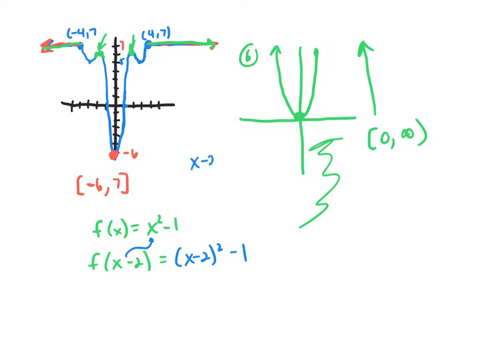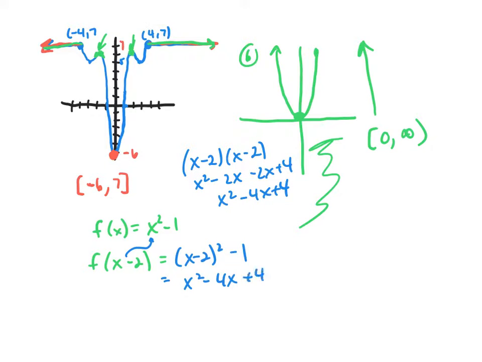And x minus 2 times x minus 2, that's x squared minus 2x minus 2x plus 4, or x squared minus 4x plus 4. So that's x squared minus 4x plus 4 minus 1, and that's x squared minus 4x plus 3. And I'm not sure what you put. You put just 3.